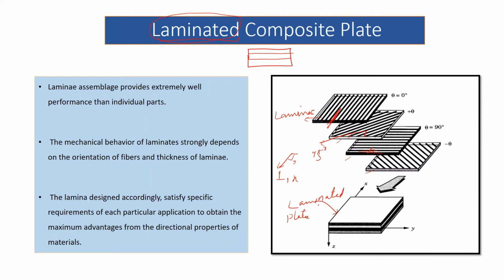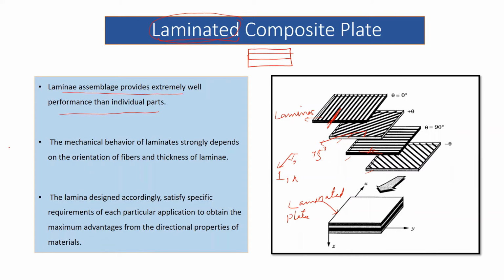it becomes a laminated composite plate. So the lamina assemblage performs extremely well compared to the individual parts. Individual parts, we have seen, are only stronger in the direction in which the fibers are oriented, and in the other transverse direction they would be very weak. So when we assemble the lamina in such a manner, it becomes very highly strong. In all directions it can resist the load now.